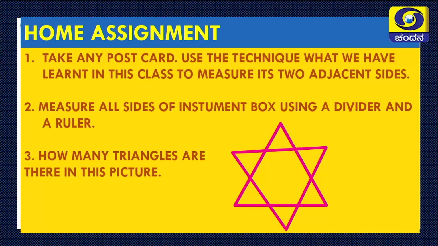First one, take any postcard, use the technique we have learnt in this class to measure its two adjacent sides. Second, measure all sides of the instrument box using a divider and a ruler. Third one, how many triangles are there in this picture?